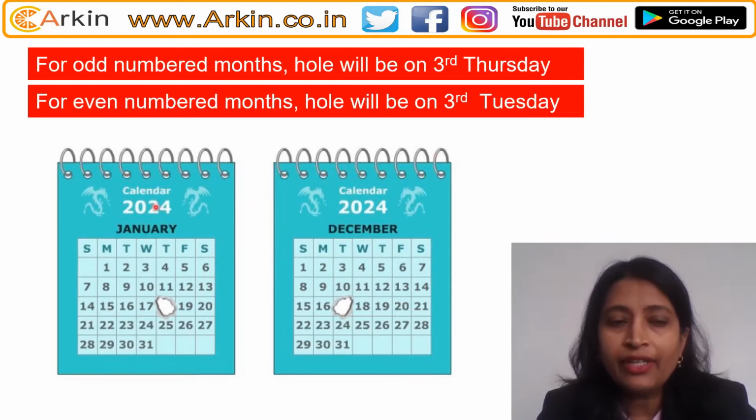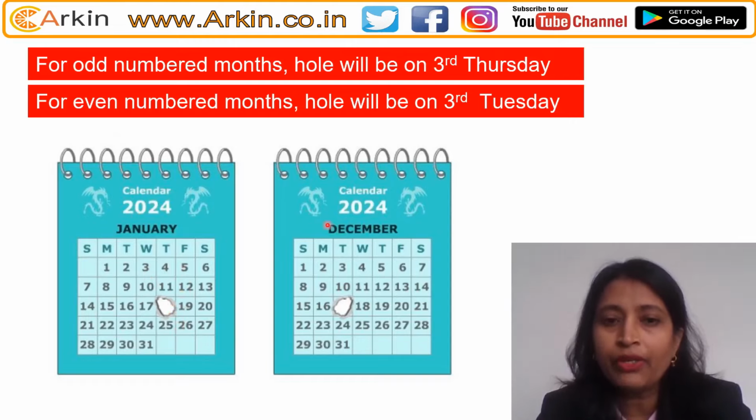Now, January is the first month and December is the 12th month. So for odd number months, holes will be on the third Thursday: 1, 2, 3, third Thursday, isn't it? February, the calendar will be like this. On the back of it, that is an even number, the second month, it will be on the third Tuesday. So January will be on the third Thursday. February, it will be on the third Tuesday. Again March, the third Thursday. Again April, it will be the third Tuesday, isn't it?